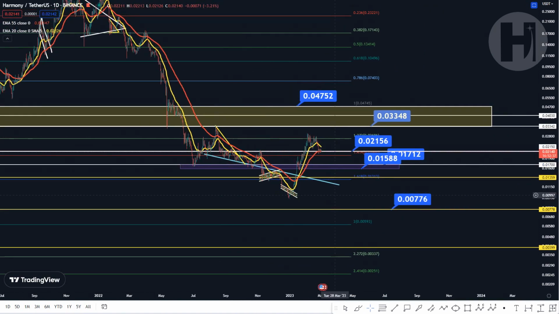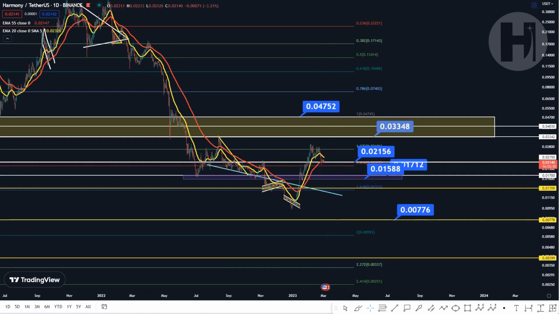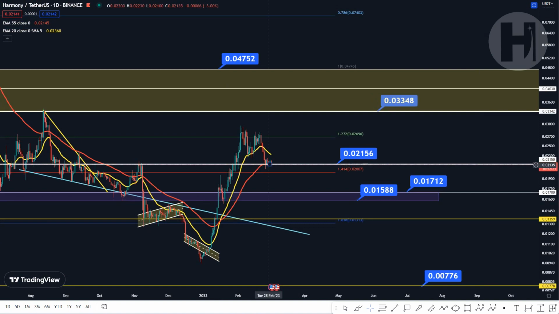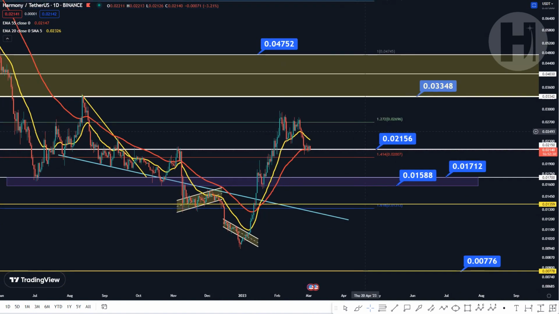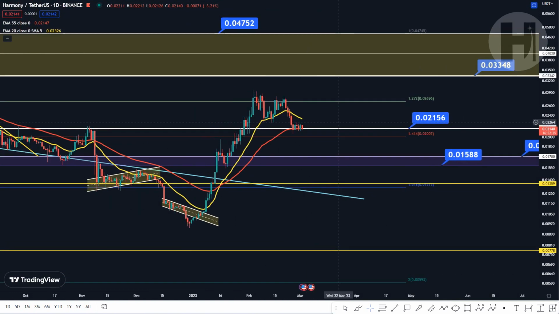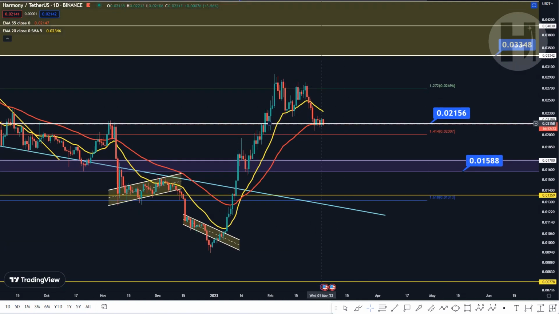Eventually, we bottomed here in January, and now we're looking to find some support. And if you zoom in, you can see that we're holding the support trend line at 0.02156, which I touched on in the last video. And this was a good buying opportunity.